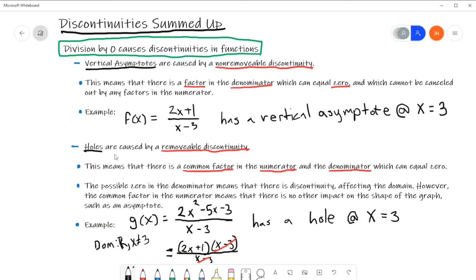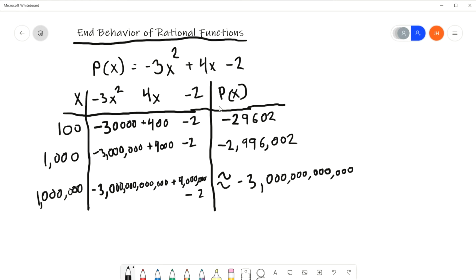The next thing that we're going to finally talk about, and this is going to conclude our lesson today, is end behavior of these functions. We previously talked about end behavior with polynomials, and we're going to start off with a little recap of that and then see how that translates to rational functions. Previously we identified that in a polynomial, the end behavior is completely determined by the leading term, the term that has the greatest power.